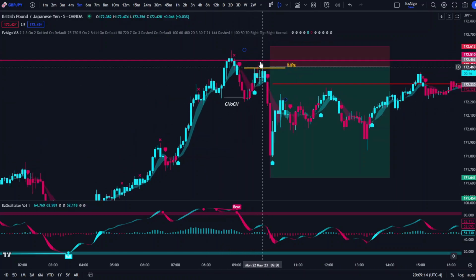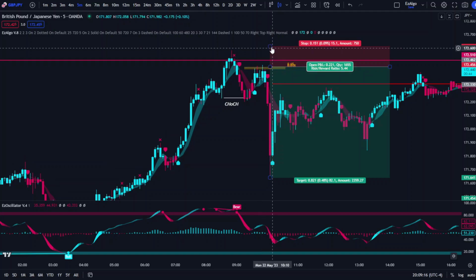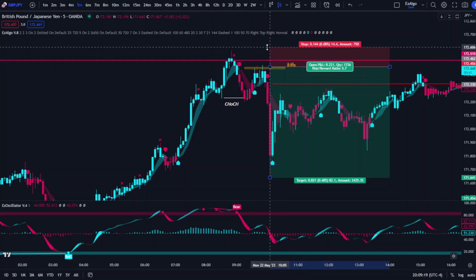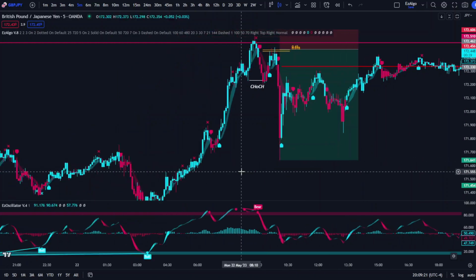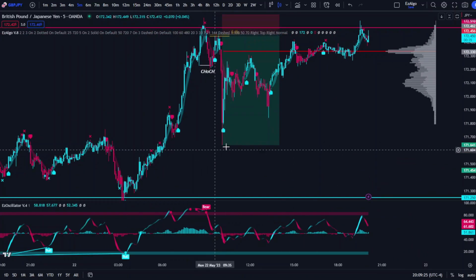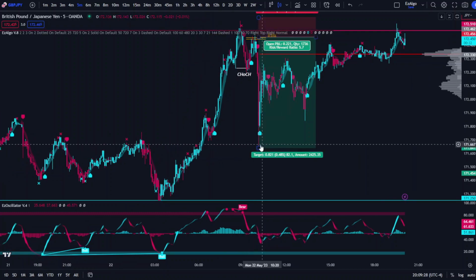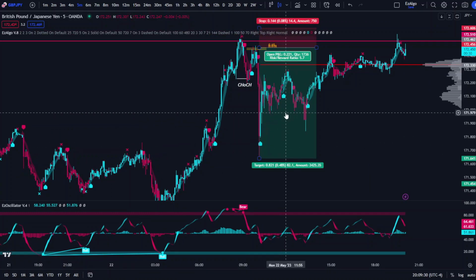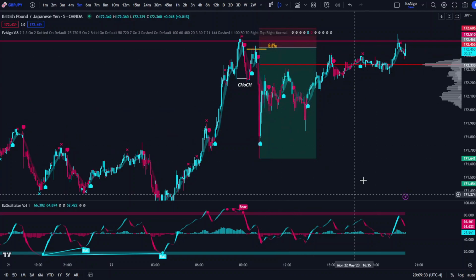Same thing happens again. We come up to test that golden pocket, enter a short position, your stop loss above the swing high, and you're going to target, in this case, we actually targeted the point of control. So at the time, the point of control was literally at the bottom of this wick. So that would have been your take profit, right? Again, a 5 risk to reward ratio. You take profit and then price goes back up.